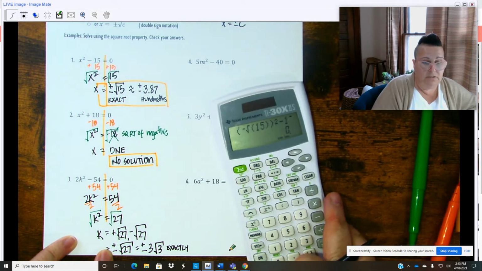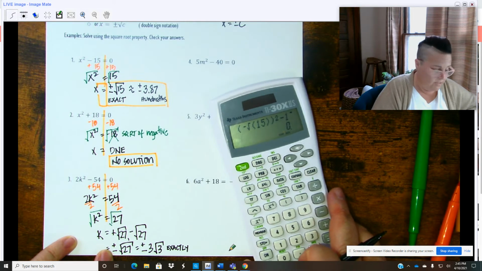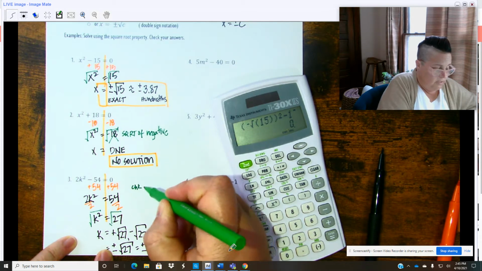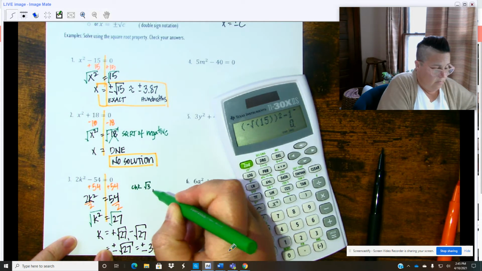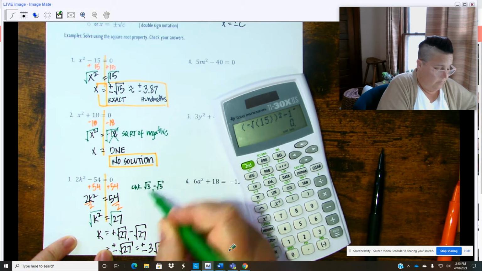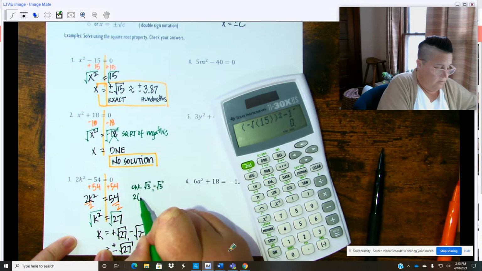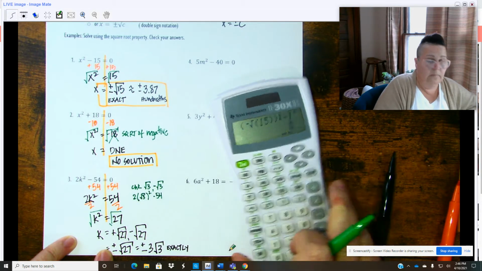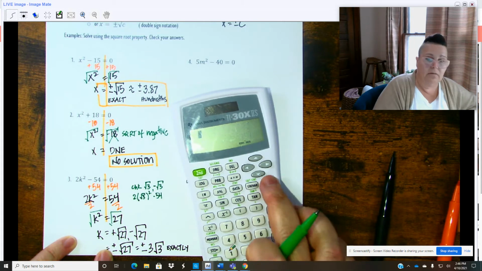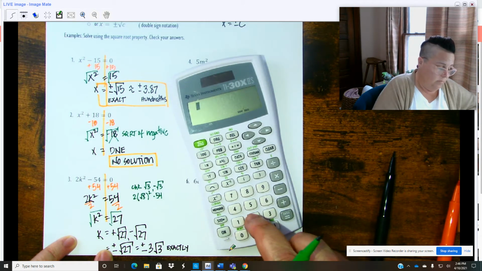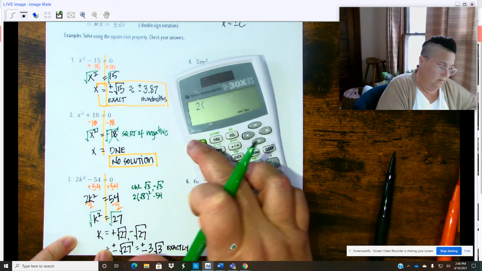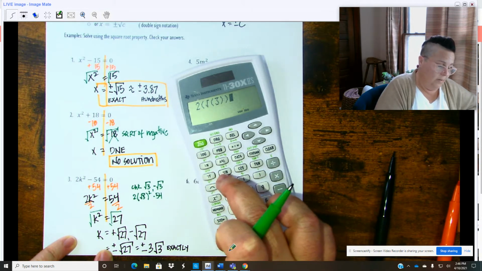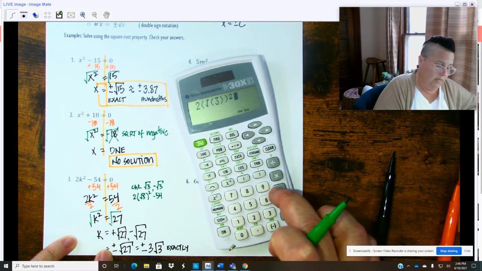Now, what about checking it? If I want to check this, I want to check the square root of 3, and I want to check the negative square root of 3. So this would be 2 times the square root of 3 squared minus 54. I'm going to use my calculator for that. I have a little bit of a glare. And I'm going to type 2, parentheses, square root of 3, squared, minus 54.